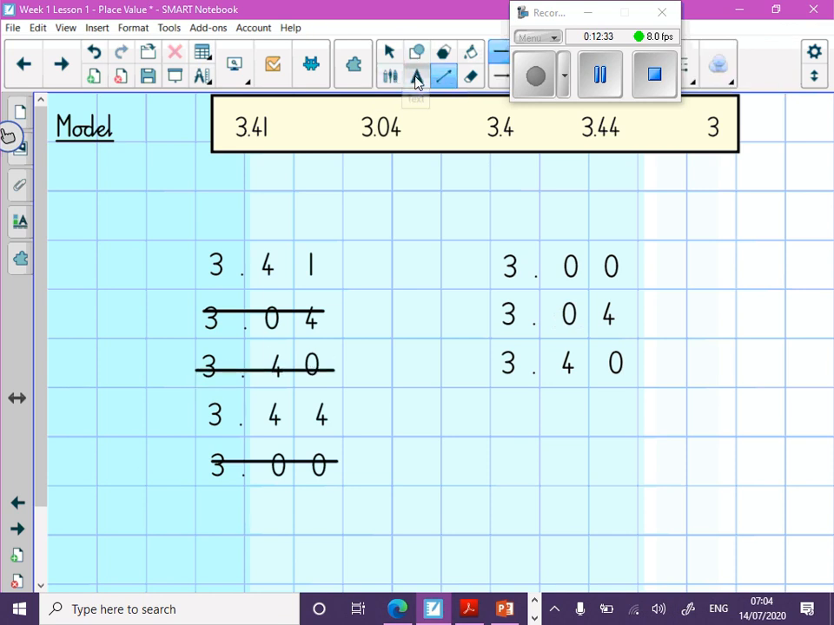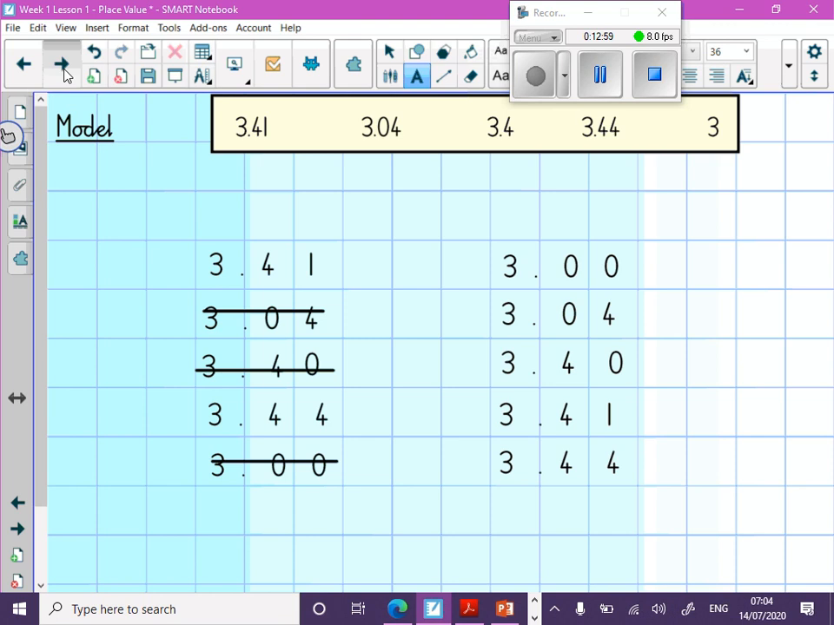And I am left with 2 numbers, 3.41 and 3.44. So 3.41 because it has 4 tenths, 1/100th. And my last number, 3.44, because it has 4 tenths and 4/100ths. So I've ordered my decimal numbers from smallest to largest.